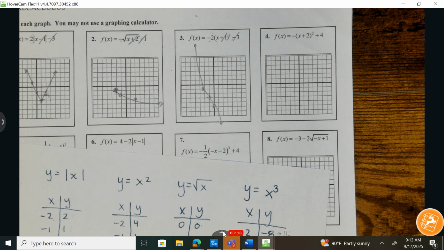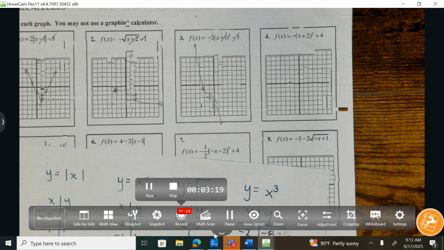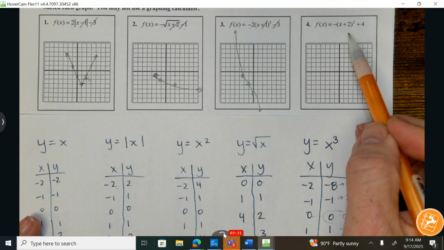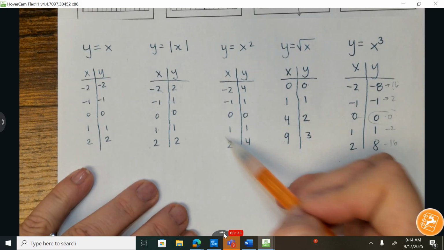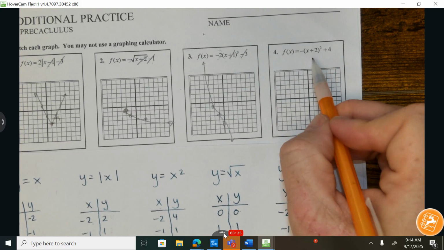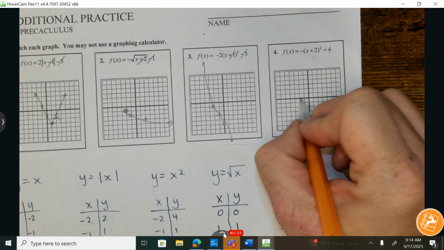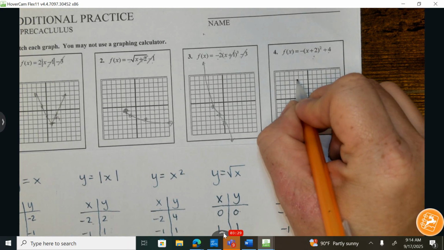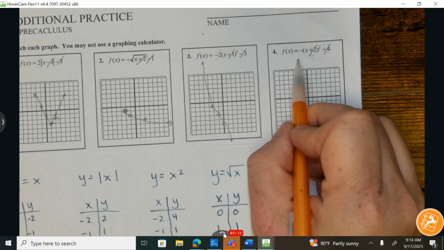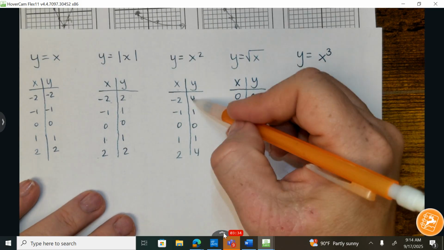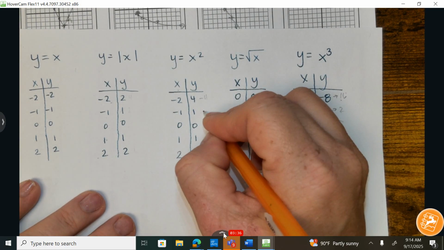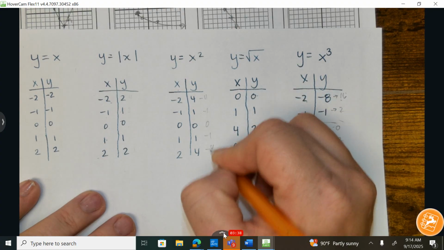Let's look now at number 4. In number 4, I'm looking at a quadratic parent function. I'm going to shift this to the left 2 and up 4. Taking care of that. This is a negative sign in front that we've multiplied by the y's. This becomes negative 4, negative 1, 0, negative 1, and negative 4.